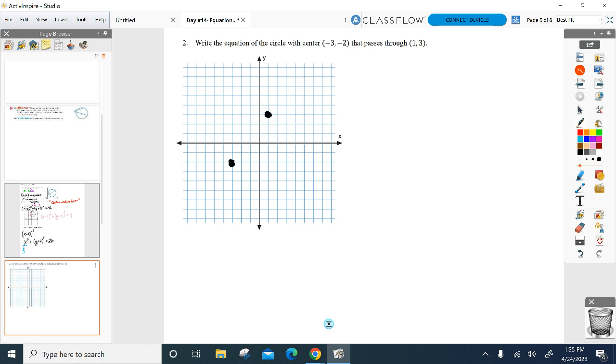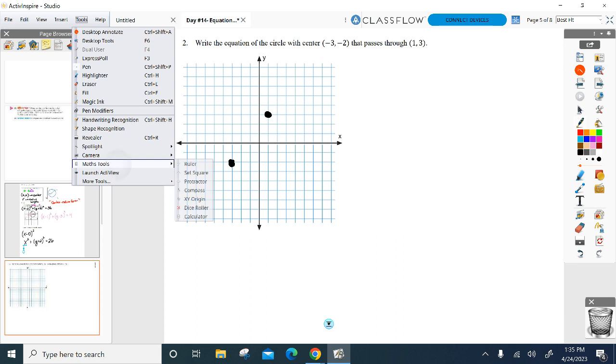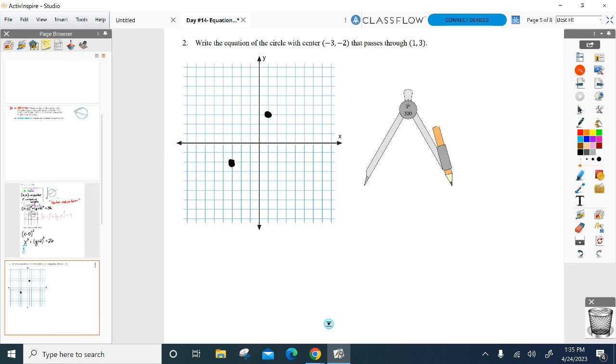All right, grab your compass. Let's see what this is. Probably what you've been waiting for since day 1 of using our compass. Put your compass point on the center, pencil point on where it goes through, and go ahead, swing it all the way around.